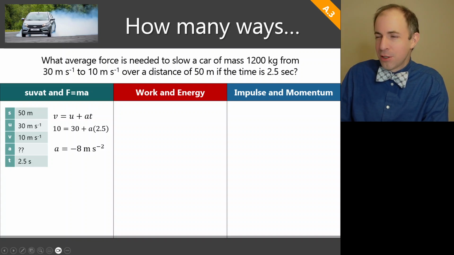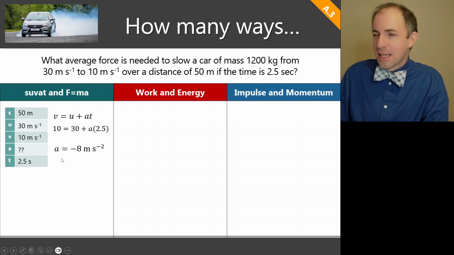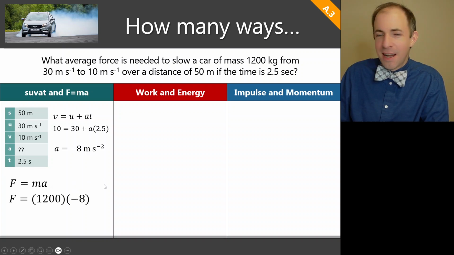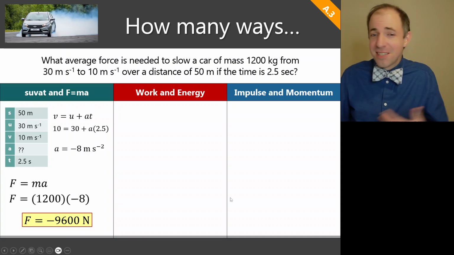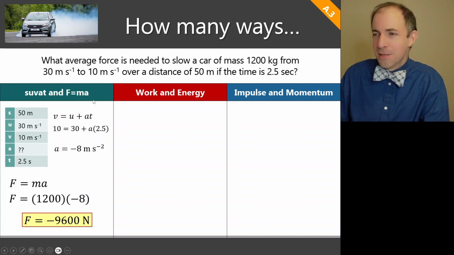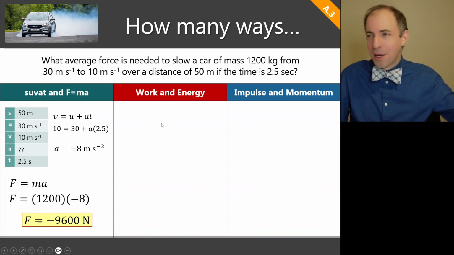So if I know an acceleration, I want to find the average force. Acceleration can be related to force using F equals ma. I know the mass and I know the acceleration. I will find that the force is negative 9,600 newtons. All right, put a pin in that. We'll come back to it.